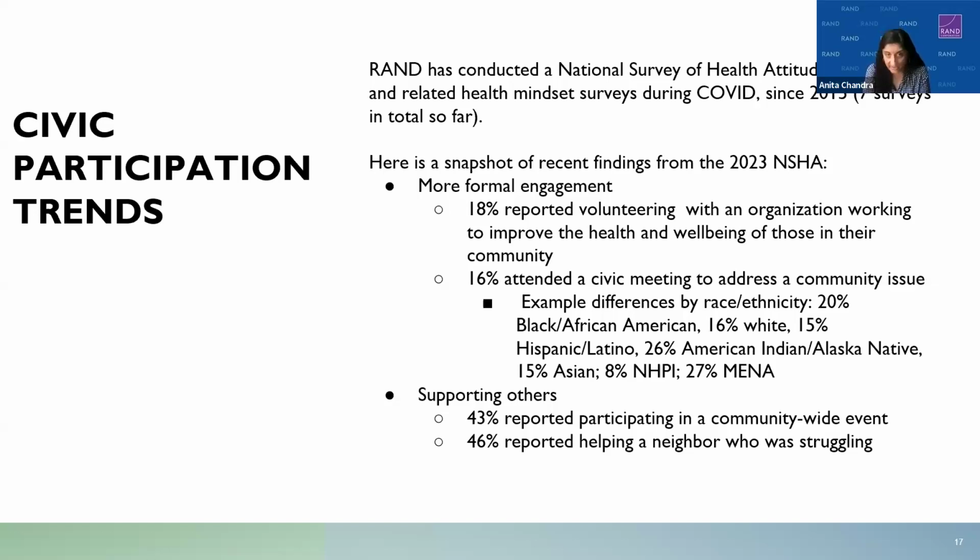Now, if we look at more informal engagement, which may be a place to actually start because people sometimes start there, we see actually something much more positive. People do report that they're supporting others in their community in myriad ways. And I just provide two examples here. Just shy of half of the survey respondents reported participating in a community-wide event, which is the start of connection and engagement. And then many more also reported helping a neighbor who was struggling. So in terms of building from those individual ties, we do have some places to start, even if the more formal engagement is less common amongst the American population.